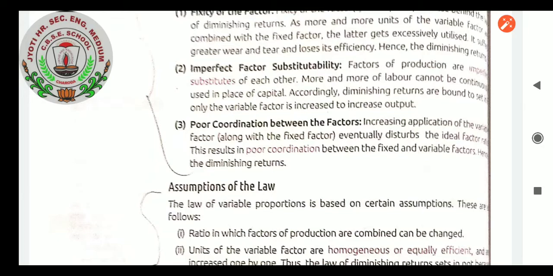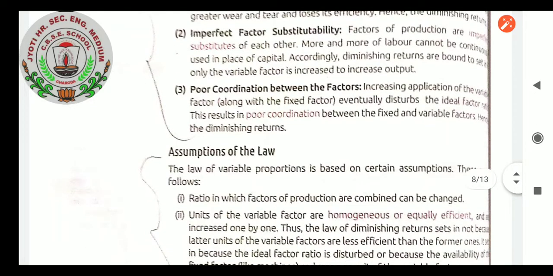For example, as I already introduced to you, if the capacity of a piece of land is 4 workers but we employ 10 workers, do you think more output will be there? Definitely no. Even the income we were generating from 4 workers will not come. That will result in diminishing returns to a factor. Poor coordination between the factors. If the factors of production like land, labor and capital are not utilized properly and there is no coordination, it will definitely give you decreasing returns. Increasing application of the variable factor along with the fixed factor eventually disturbs the ideal factor proportion. This results in poor coordination between the fixed and variable factors.